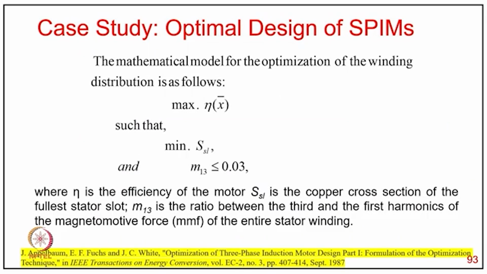So the mathematical model for optimization of the winding distribution can be stated as follows: maximize eta as a function of x such that the stator slot copper losses STL and M3 are less than 0.3, where eta is the efficiency. STL is the copper losses section of the stator slot. M3 is the ratio between the third and the first harmonics of the magnetomotive force, MMF, of the entire stator winding.